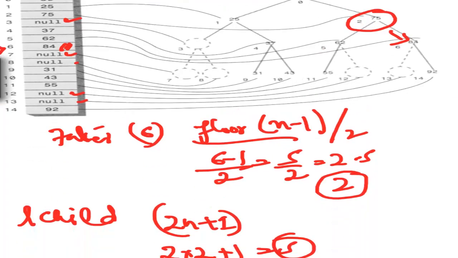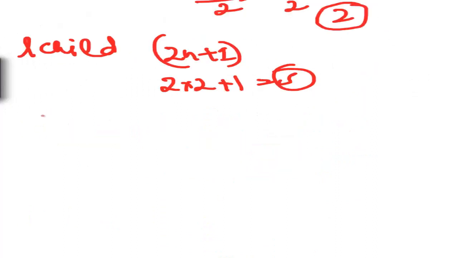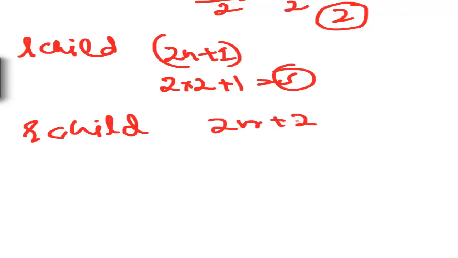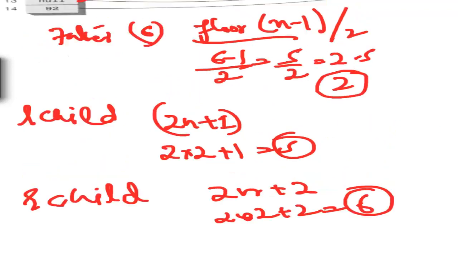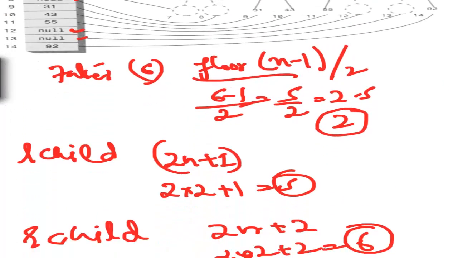So this is the left child. The same way we can have the right child. So where is the right child? The right child will be simply at location 2n plus 2. So in this case, say for example for index 2, n is 2, 2 times 2 plus 2, that is 6. So the right child will be at 6 and the left child will be at 5 for this node at 2. The same you can apply for other nodes.